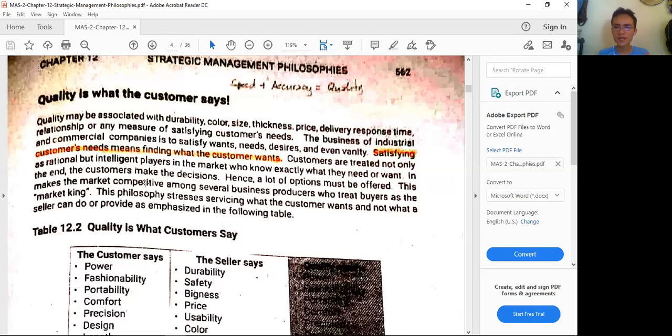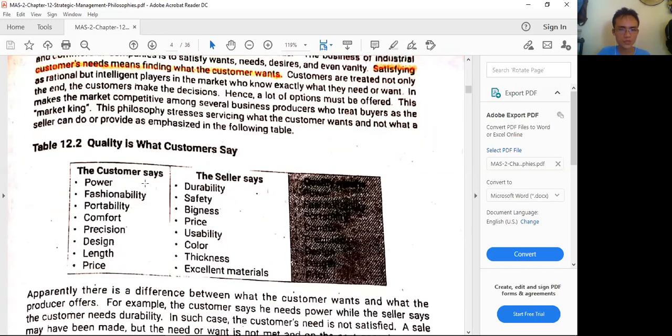So going back, as emphasized, satisfying customers' needs means finding what the customer wants. So what really are they aspiring for? What do they want to get from a certain product? And that's what is going to dictate the quality that the company must provide. Otherwise, nobody will be buying the products produced by the company. So customer is the king.